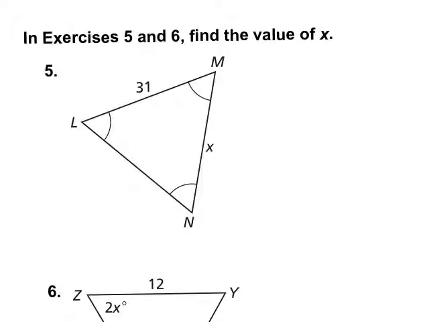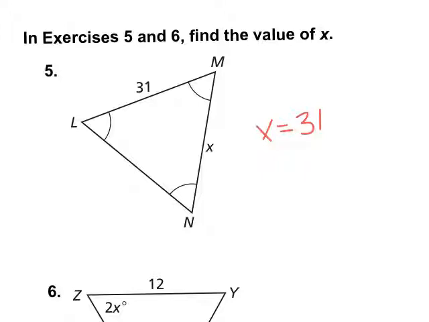Number 5, what do the congruency markers tell you this is? All 3 are congruent, meaning it's equiangular, right? And we know that equiangular also means equilateral, so all the sides have to be the same. So if one side is labeled as 31, then X has to be 31.